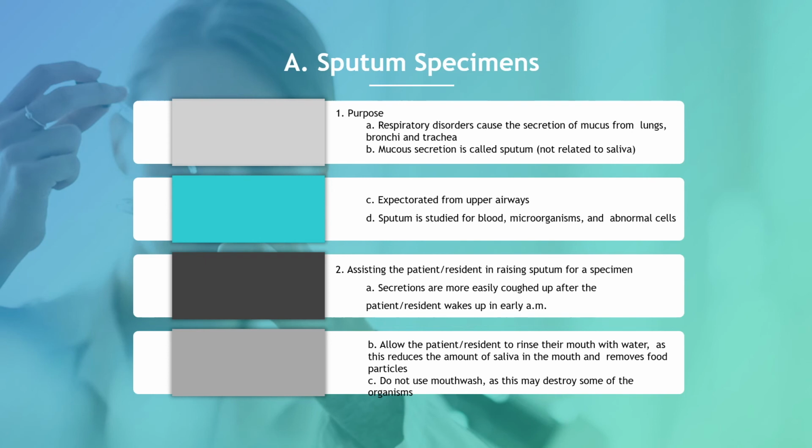Expectorated from upper airways. Sputum is studied for blood, microorganisms, and abnormal cells. Assisting the patient or resident in raising sputum for a specimen. Secretions are more easily coughed up after the patient or resident wakes up in the early AM. Allow the patient or resident to rinse their mouth with water, as this reduces the amount of saliva in the mouth and removes food particles. Do not use mouthwash, as this may destroy some of the organisms.